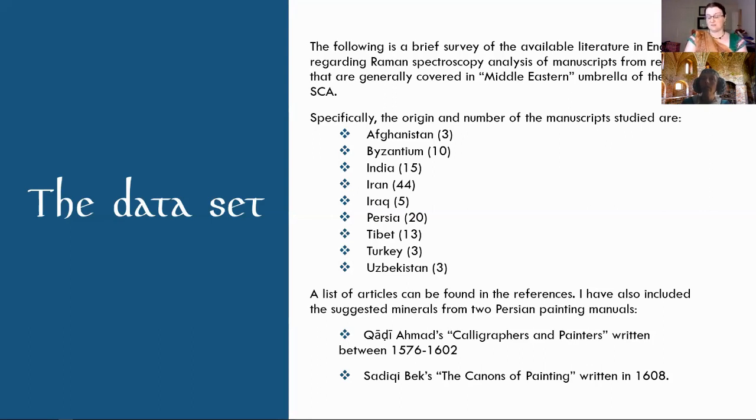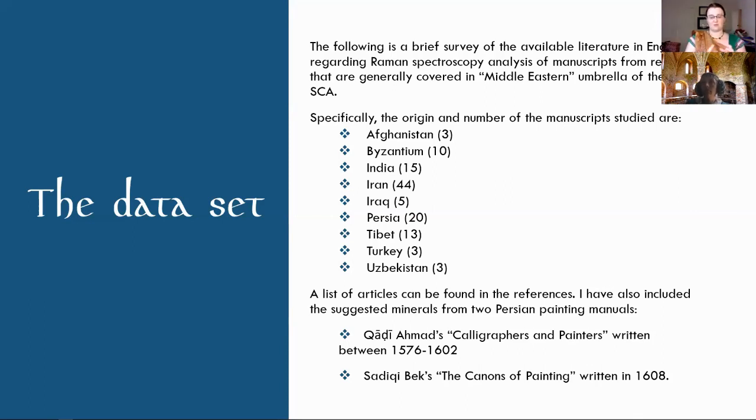I do also include two painting manuals, the only two that I know of that have been translated from Persian to English. It's Qadi Ahmad's Calligraphers and Painters, which was written somewhere between 1576 and 1602, and Sadiqi Bek's The Canon of Painting, which was written in 1608. Qadi Ahmad's Calligraphers and Painters is actually available for free from the Freer Gallery.